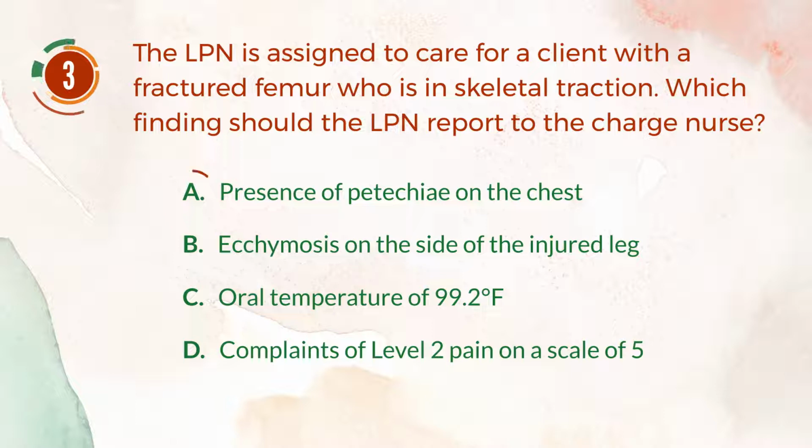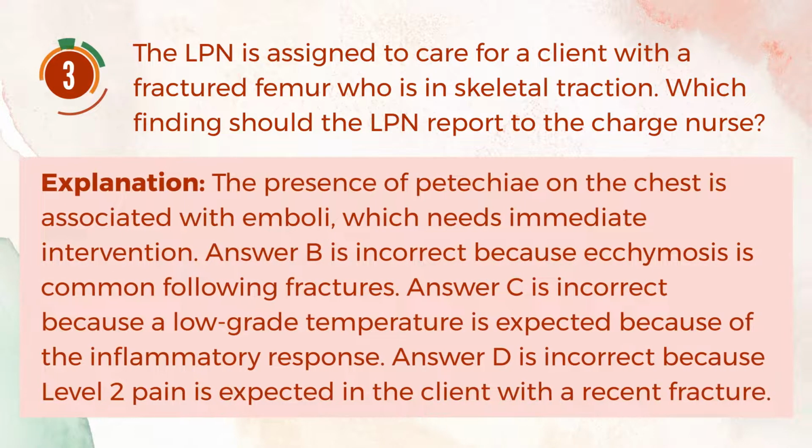The correct answer is A. Presence of petechiae on the chest. Explanation. The presence of petechiae on the chest is associated with emboli, which needs immediate intervention. Answer B is incorrect because ecchymosis is common following fractures. Answer C is incorrect because a low-grade temperature is expected because of the inflammatory response. Answer D is incorrect because level 2 pain is expected in the client with a recent fracture.